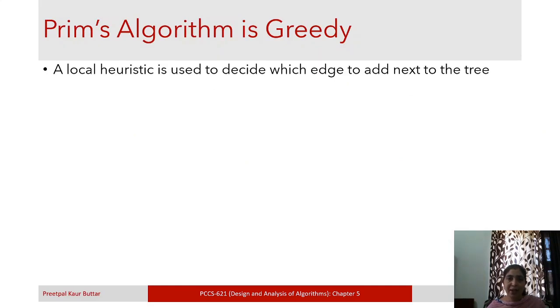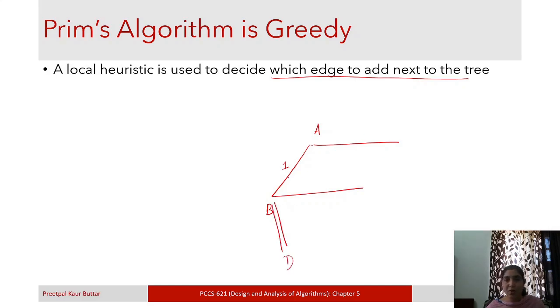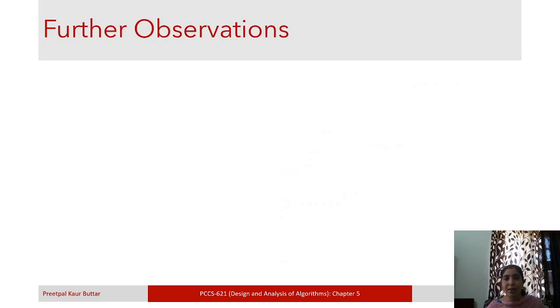So Prim's algorithm is greedy. Why? Because we use a local heuristic to decide which edge to add next to the tree, right? So when we start, we look locally. We look at the edges which are connecting these two vertices to the outside world, right? So out of these we will pick the edge with the smallest cost. So every time we are looking locally, okay? That is why this is greedy, and moreover the choices which we make are never reconsidered. We do not go back and change a choice, right?